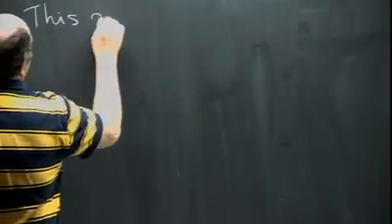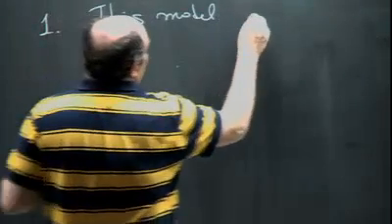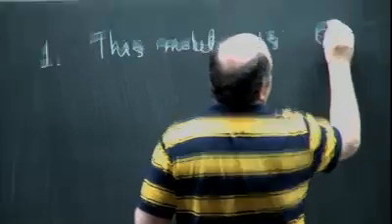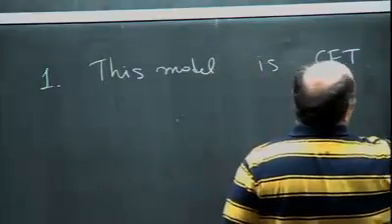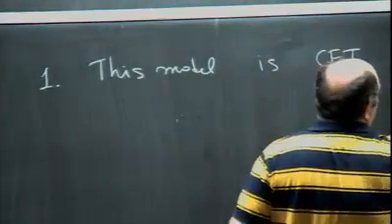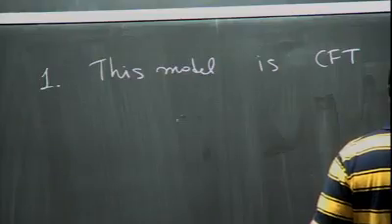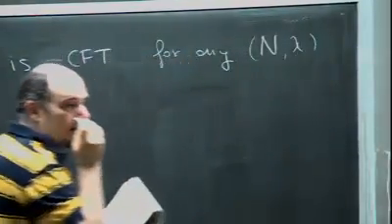So now we want to study what are the properties of this model, not at zero coupling, but at finite coupling. Let's say at finite lambda, still in the Lagrangian limit. So one first important property is that this model is still a CFT for any n and lambda, or any n and k. Okay, so that's the first observation.